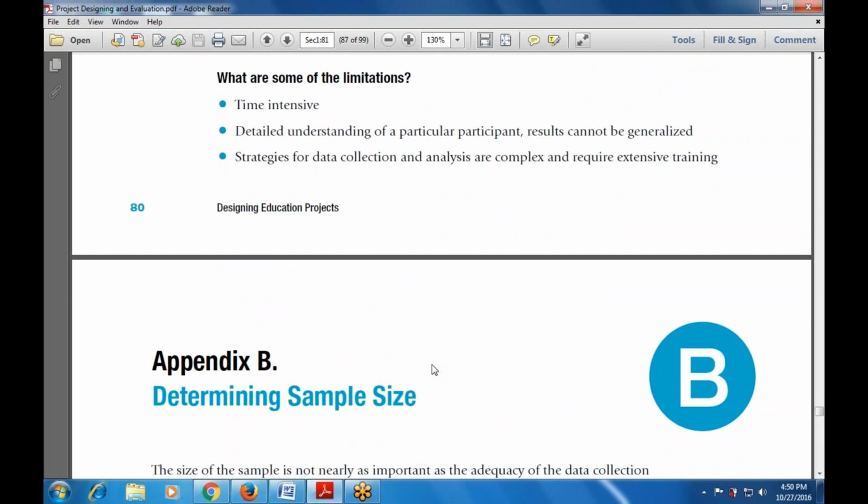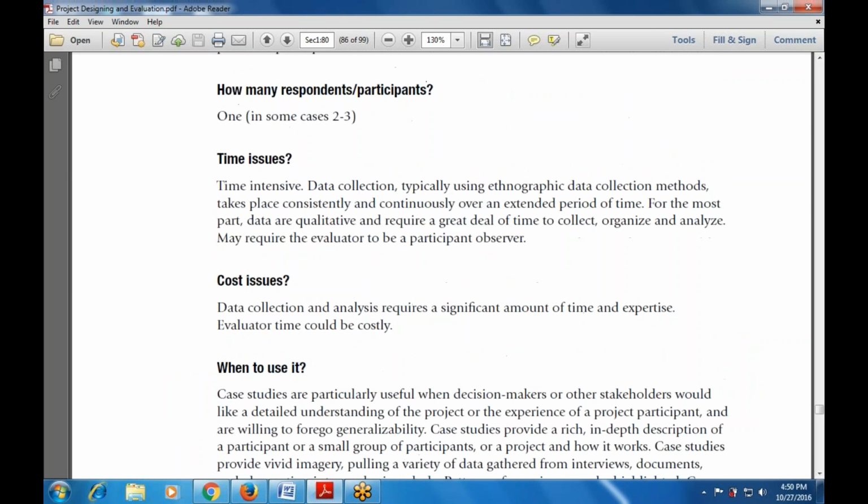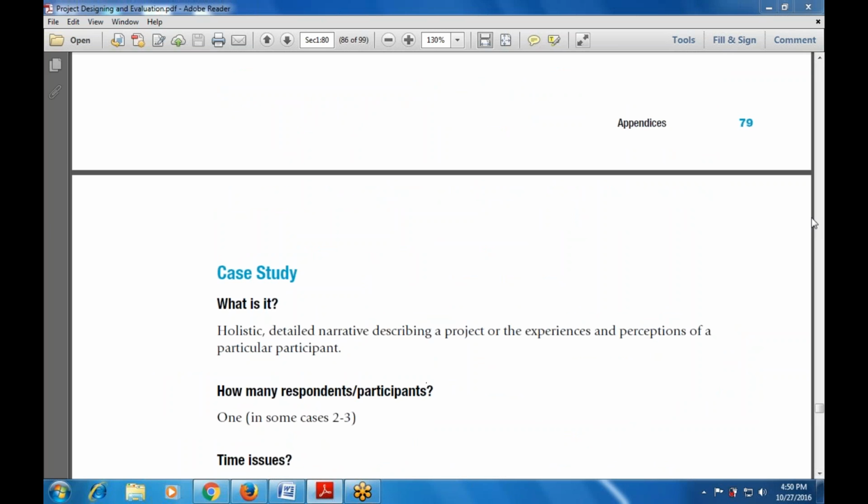Now, next is Appendix B. That is the next part. So, till now, any doubts, anyone, on the case study, the document or the product?